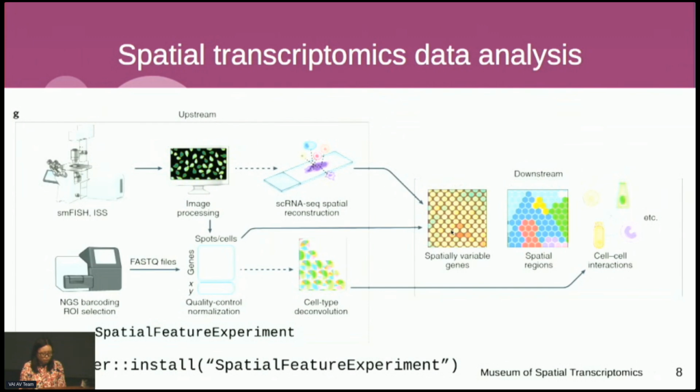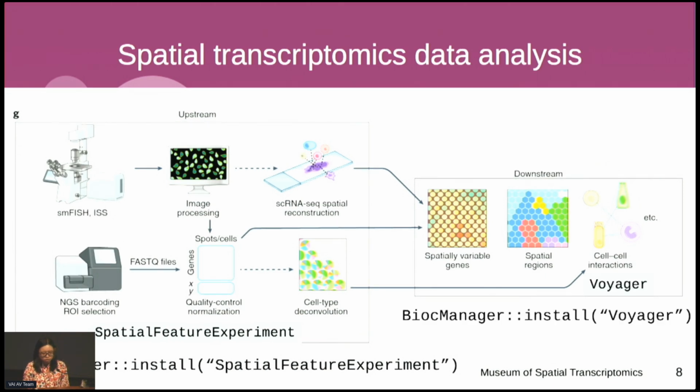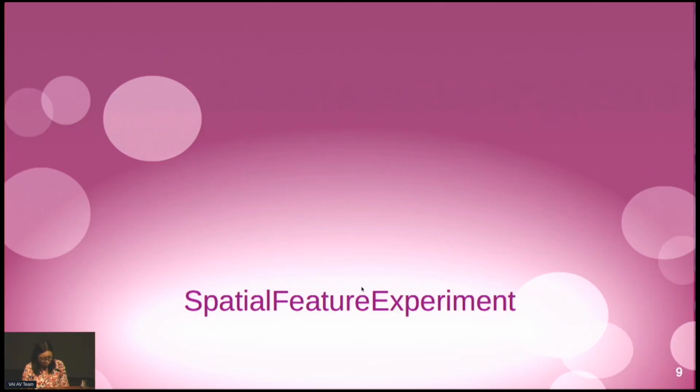So for my packages, SpatialFeatureExperiment, as a data structure and a way for bookkeeping, is more like upstream, whereas Voyager for exploratory spatial data analysis is more downstream. Both packages are on Bioconductor, and you can install them with BiocManager. So now we get to SpatialFeatureExperiment.